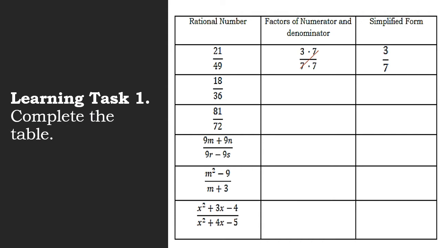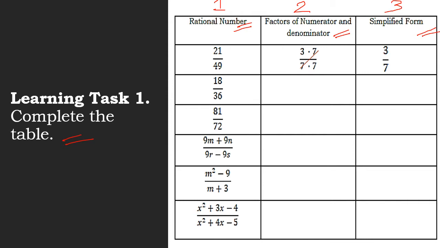Before we start the discussion on simplifying and illustrating RAE or rational algebraic expression, let's have first your learning task 1 in your self-learning module. So, ang sabi dito is complete the table. So, yung table natin, mayroong column 1, column 2, and column 3. Sa column 1, mayroong rational number. Sa column 2, may factors of numerator and denominator. Sa column 3, mayroong simplified form.